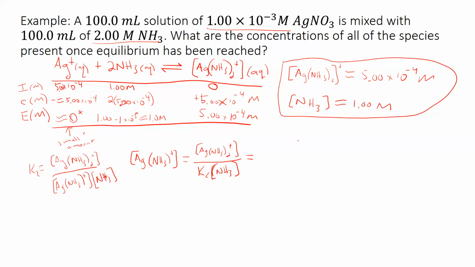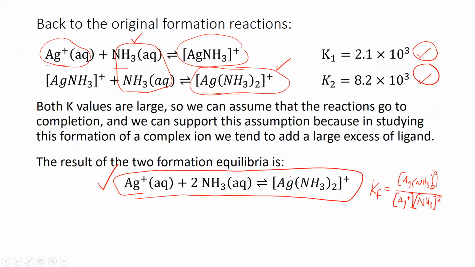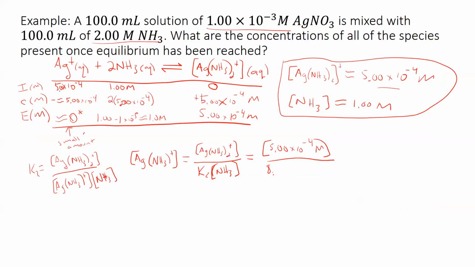We'll take our first part, which is just this 5.00 times 10 to the minus 4 molar of the silver complex that we had from up here, divided by, if we go back to our equilibrium constants, the 8.2 times 10 to the minus 3 for K. I think it's 8.2 times 10 to the 3. Oh, sorry, times 10 to the 3rd. Yep, you're absolutely right. See, I always do that.